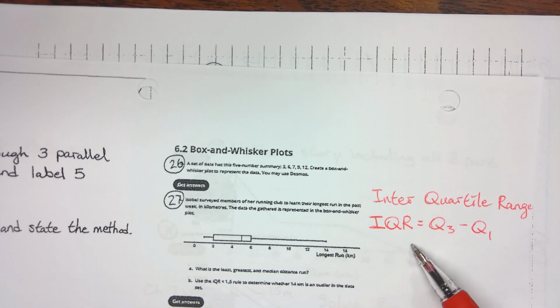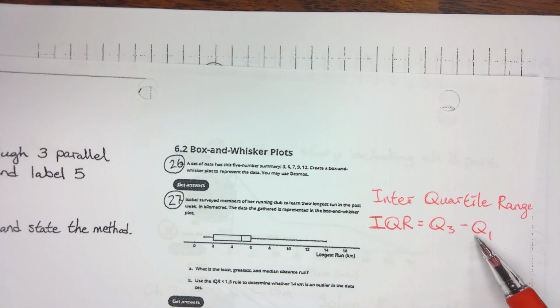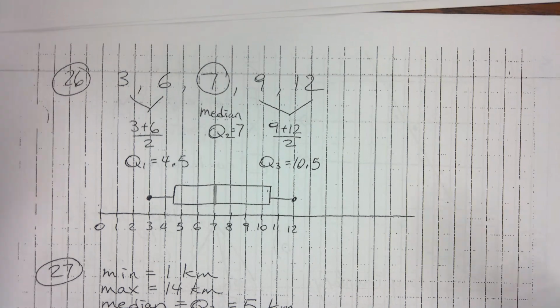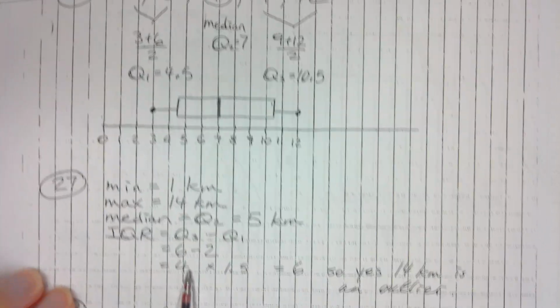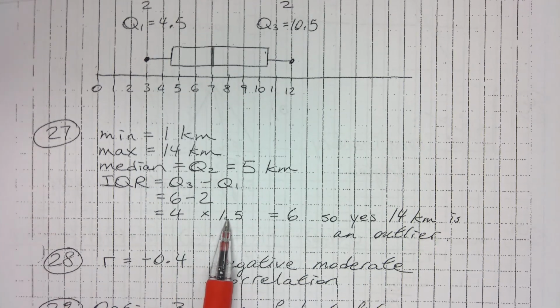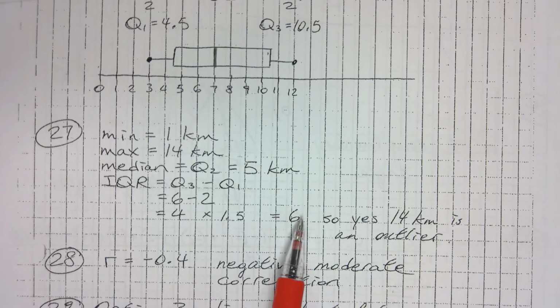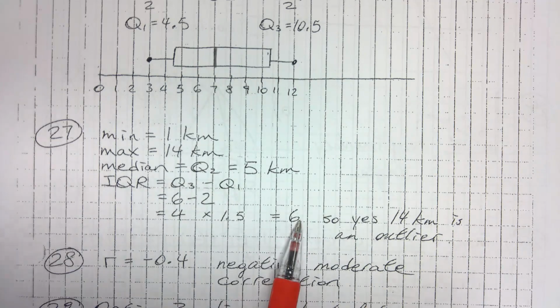Interquartile range. So IQR is Q3 minus Q1. Q3 minus Q1, you get 4. So 4 times 1.5, you get 6. So with this 6, what do you do to it? You add it to your upper and lower quartile.